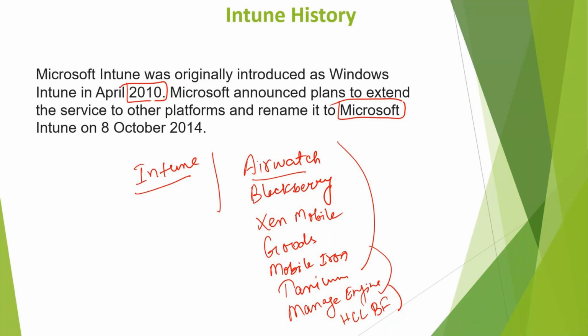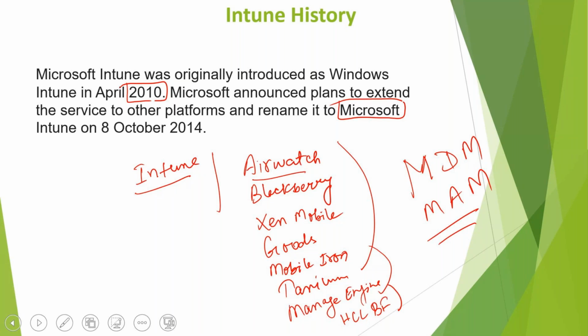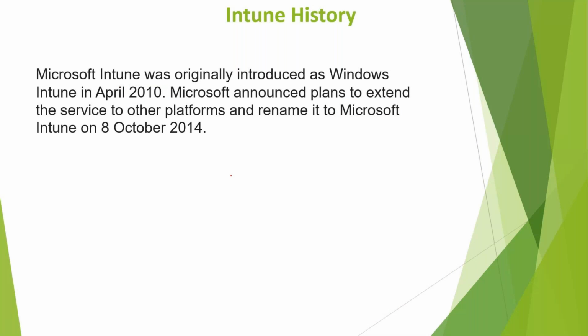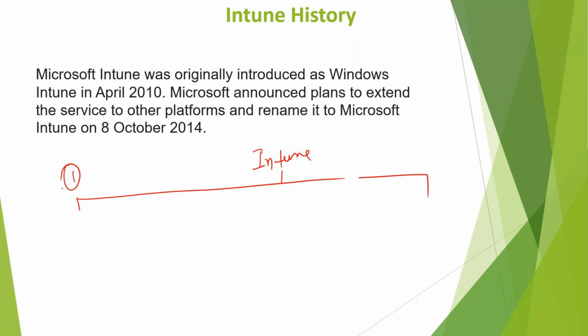And what is the role of this product? The role of this product is to do MDM and MAM. What is MDM and MAM? MDM is mobile device management. MAM is mobile application management. So the role of Intune is to do two things. First, mobile device management. Second, mobile application management.